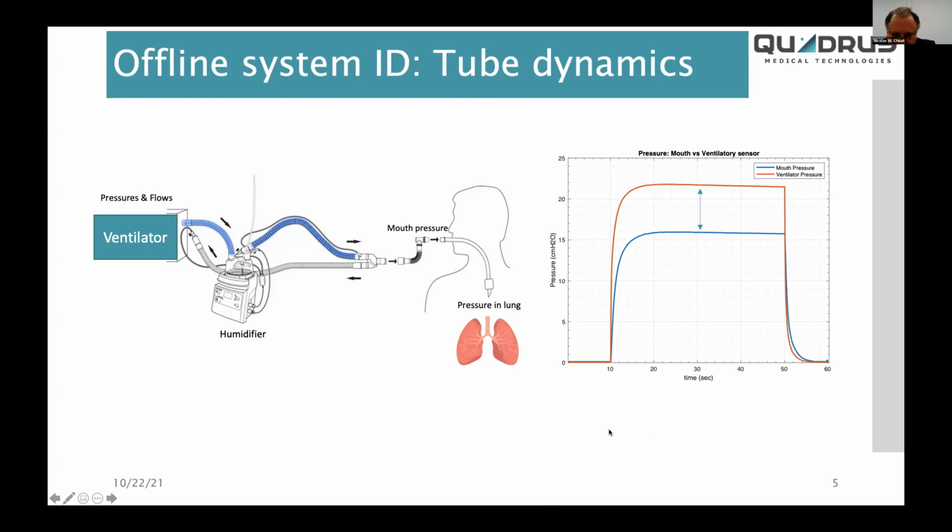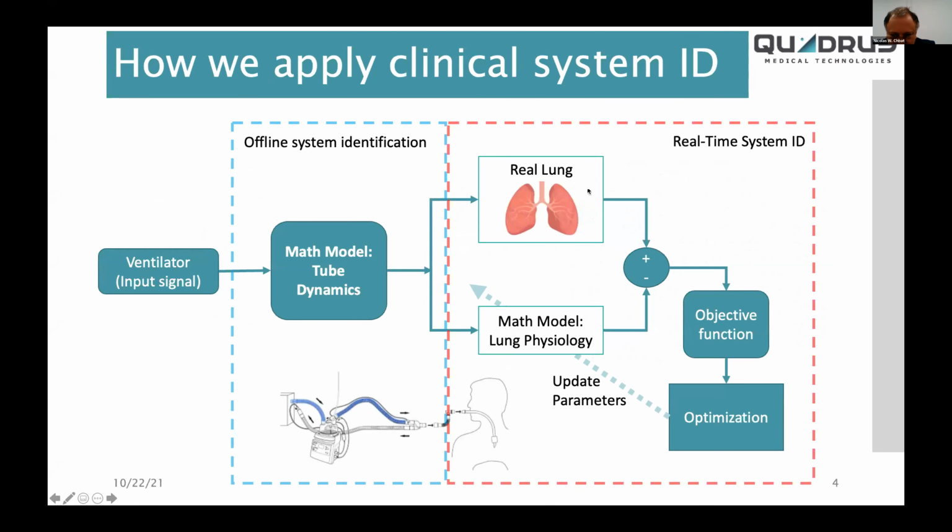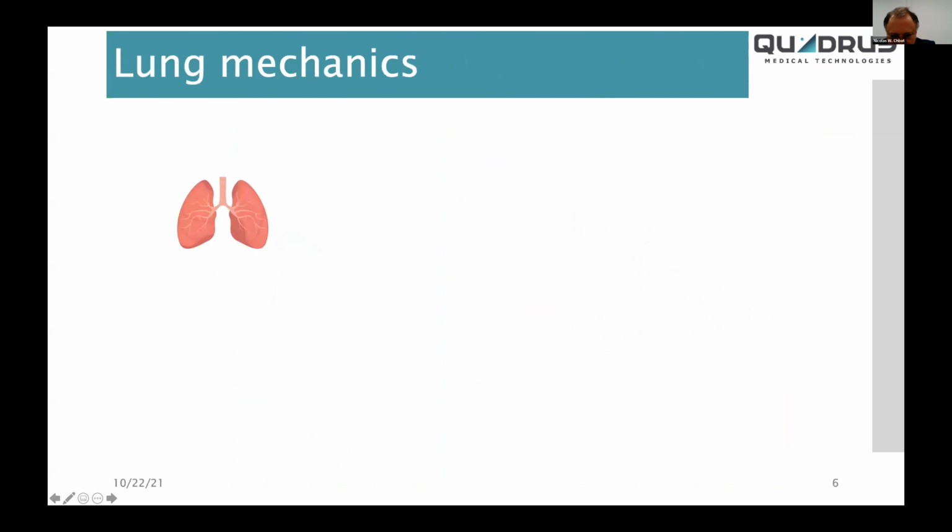Now, when we move on to real-time system identification, essentially identifying the parameters of the lung, as I've mentioned in the previous slide, where we want to capture the changing parameters during a ventilation phase in a clinical scenario, we would first need to identify the lung mechanics. The first step to identifying the parameters of the lung is to figure out what the model structure of the lung is.